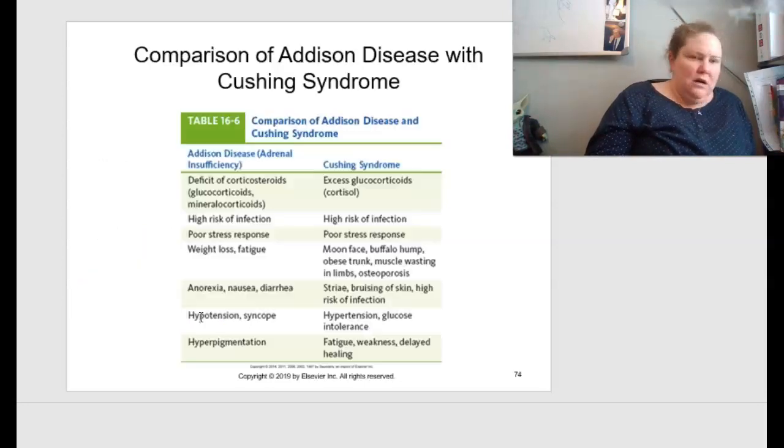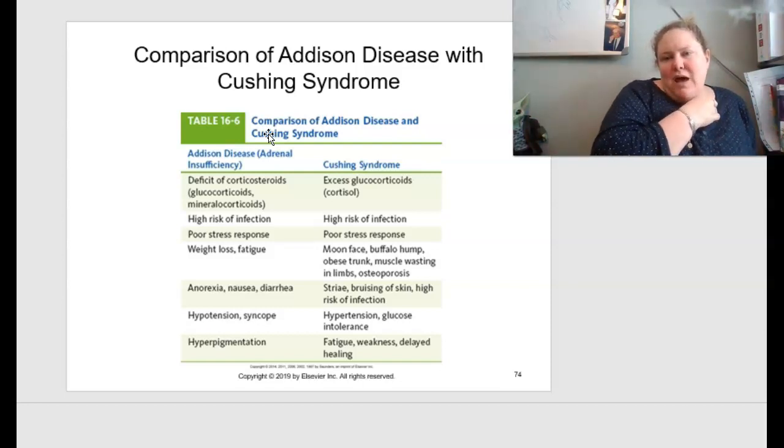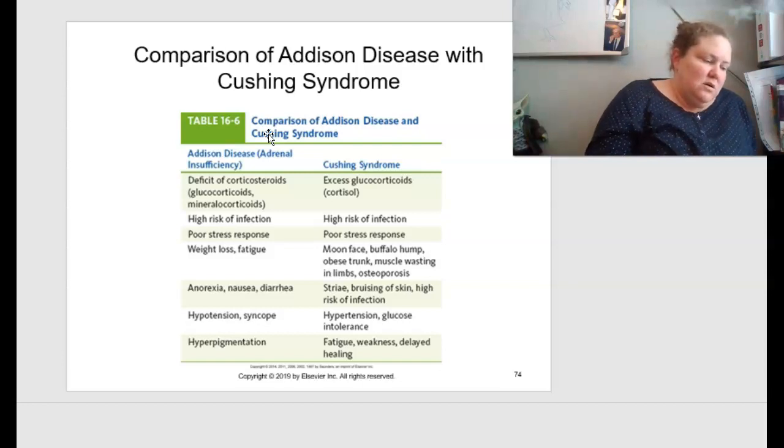Okay. And so here is a little summary table, and this is figure 16.6 on page 423, and this would be the comparison of Addison's disease with Cushing's syndrome. And so Addison's, which is going to be the adrenal insufficiency, is going to be the deficit of corticosteroids, which are the glucocorticoids and mineralocorticoids. It carries a high risk of infection. There's a poor stress response. It can cause weight loss and fatigue, as well as anorexia, nausea, and diarrhea. It can cause hypo or low blood pressure, hypotension, syncope, or hyperpigmentation.